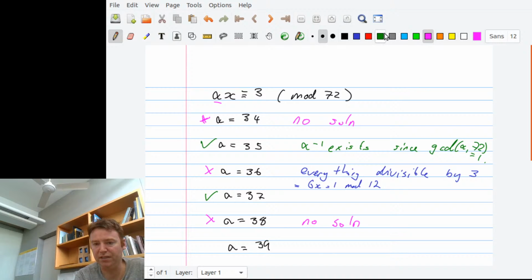And this one down here, let's investigate that. This one would be, well, that would be 13x equivalent to 1 mod 12, just dividing everything by 3.